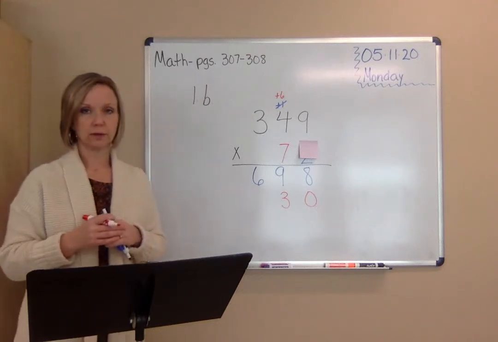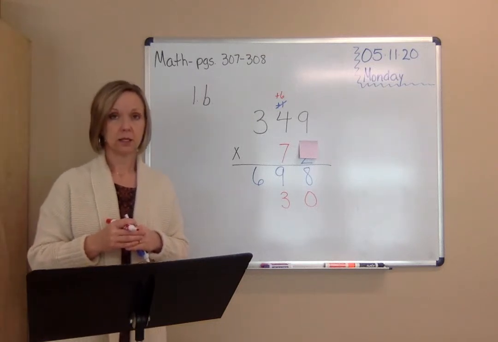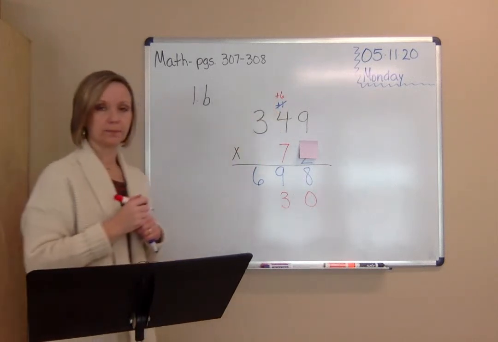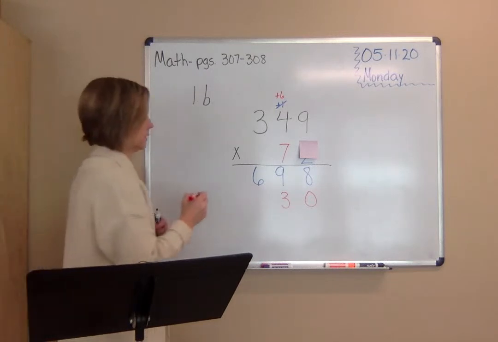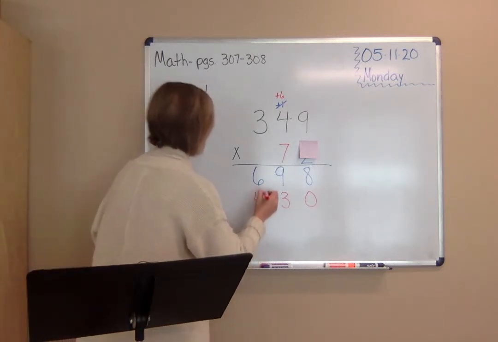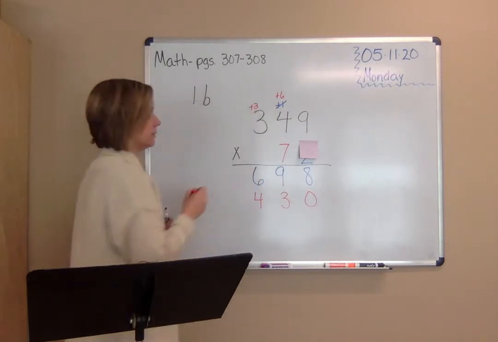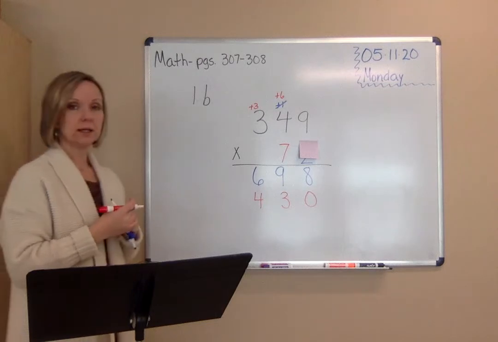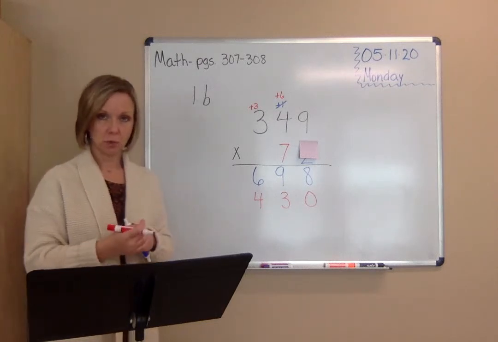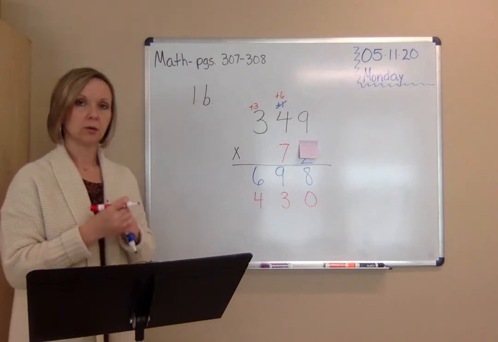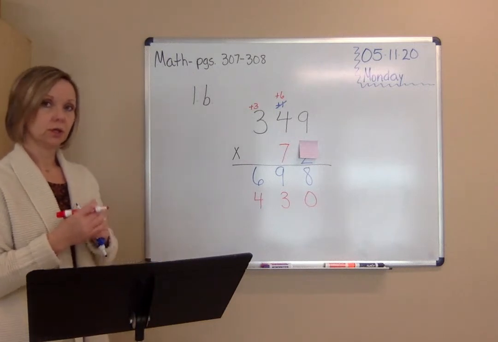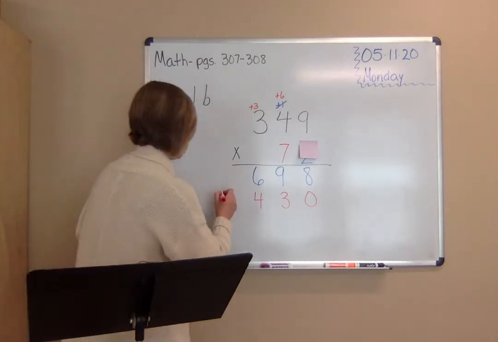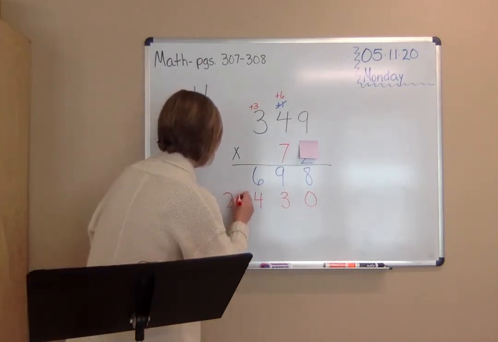All right, so now we're going to say 7 times 4 equals what? 28. 28 plus 6 is what? 34. So the 4 goes down, the plus 3 goes up here. 7 times 3 equals 21. 21 plus 3 equals 24. Now you have two choices here. You can just go ahead and write 24 here.